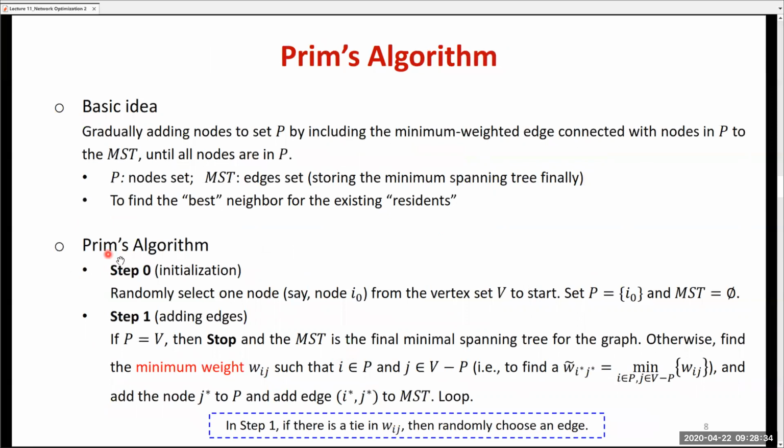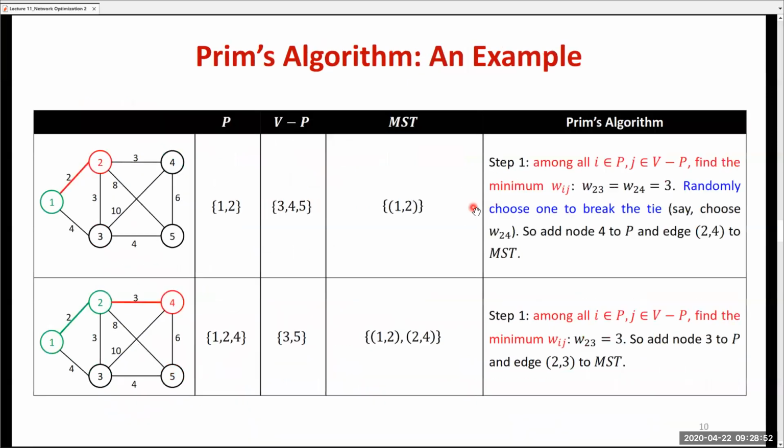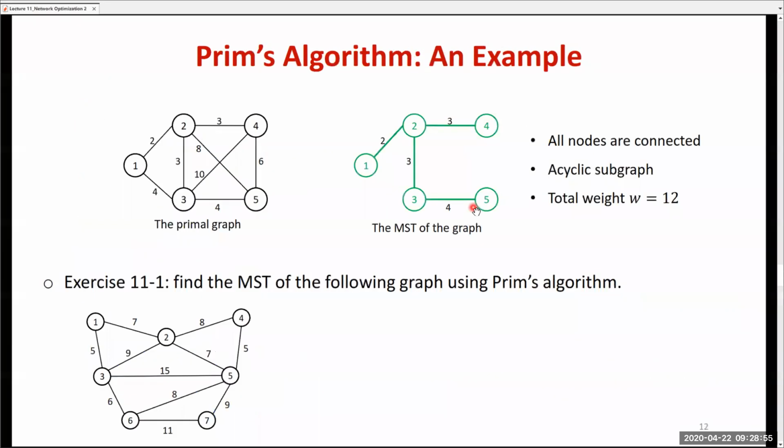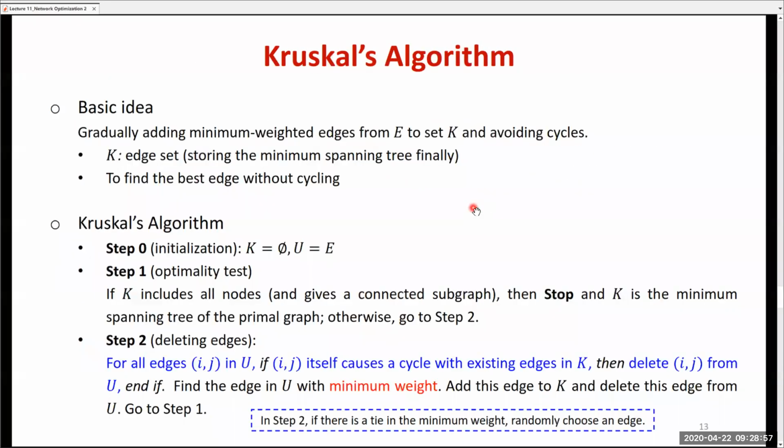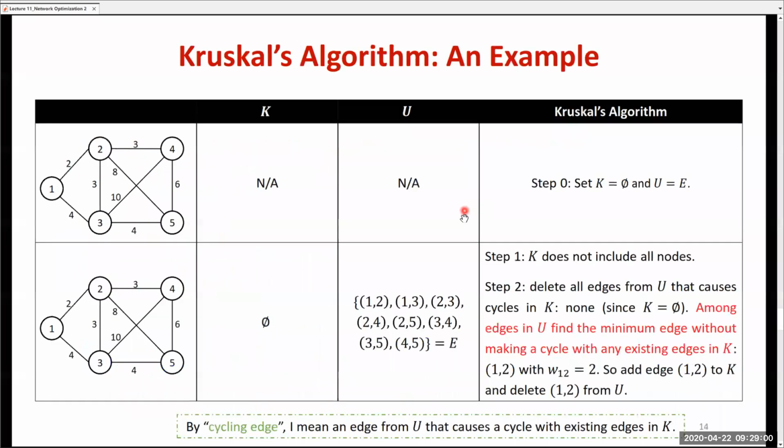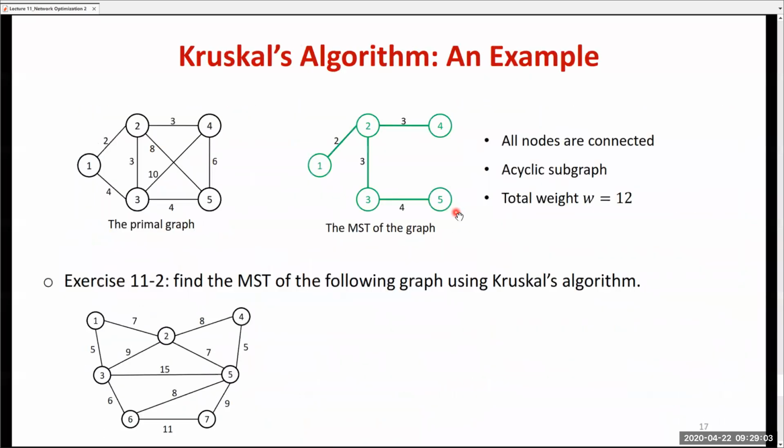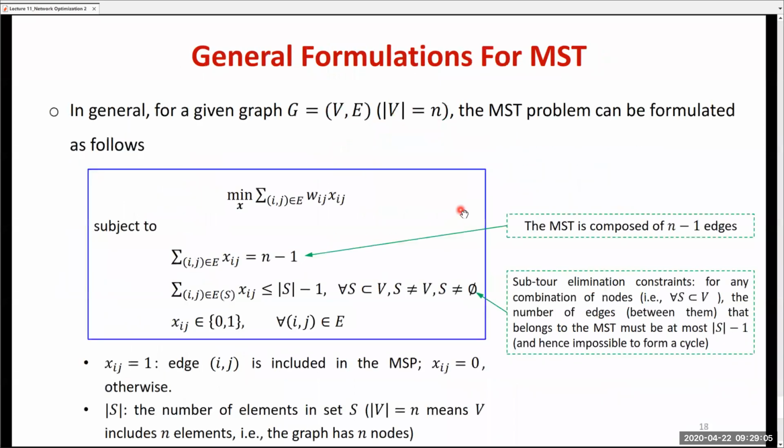And have a look at Prim's algorithm. Mainly what we're going to do is really to add edges to P. See it? Rather than deleting edges, the main thing is to add edges. So there are 2 different ideas of finding the minimum spanning tree, but the results are gonna be the same. Okay, so any questions about Prim's algorithm and or Kruskal's algorithm? No question? Okay, the next thing that I'm gonna introduce is the formulation for MST.